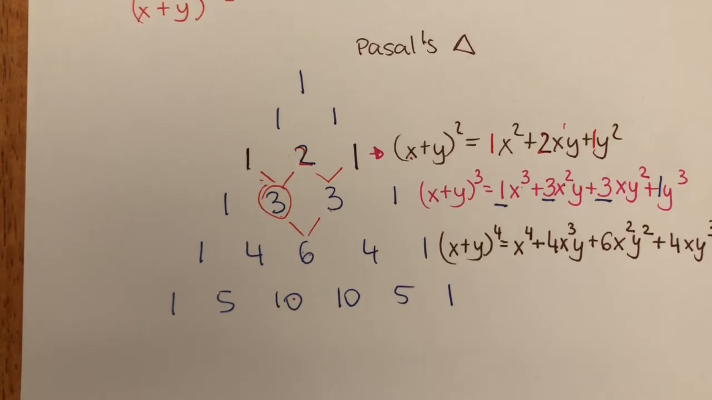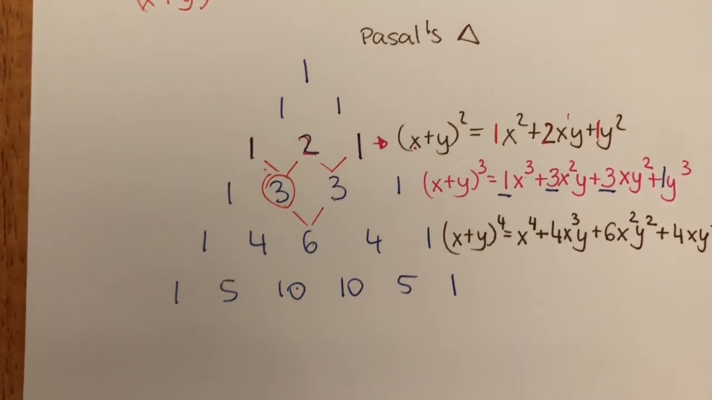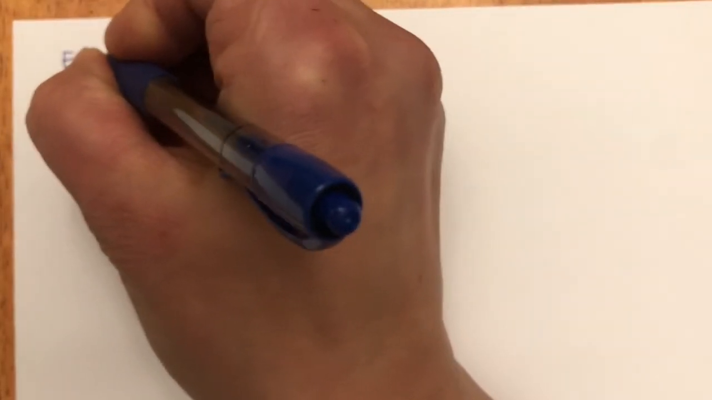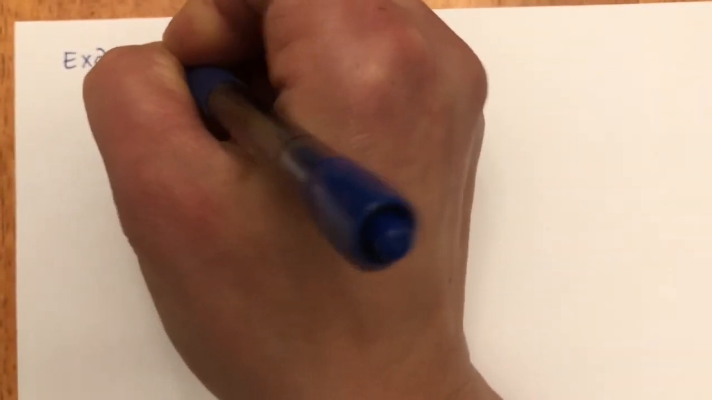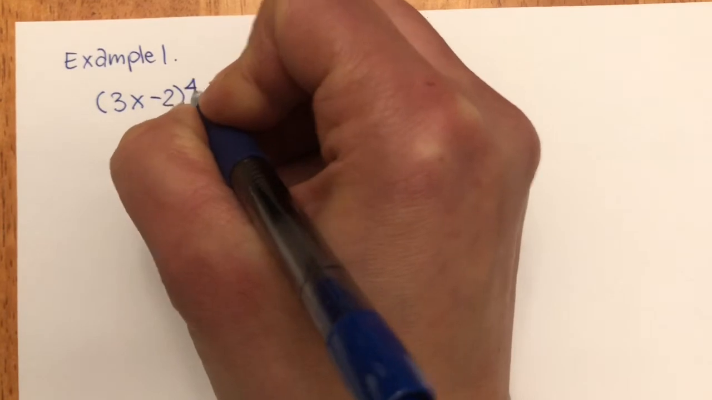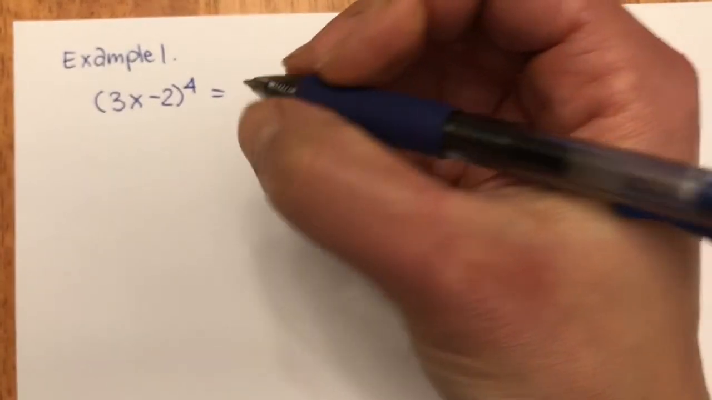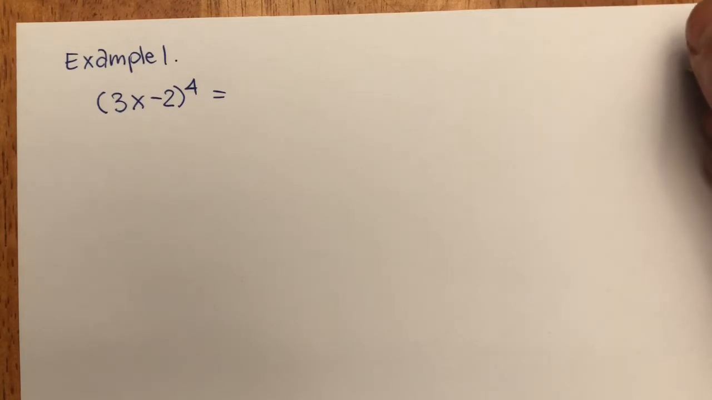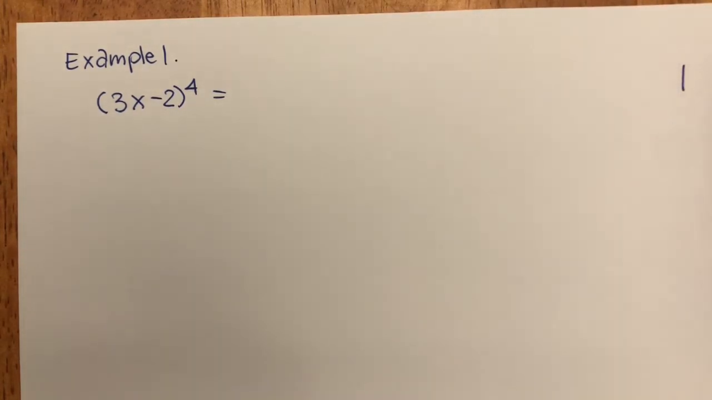Now, what would happen if I had a negative sign? So let's see. I am going to use just a random example like this. I want us to solve what is happening if I have 3x minus 2 and I want to raise it to the power of 4. So the first thing that we are going to do is decide what row we are working with from our Pascal's triangle. I am looking at the row and I see that because this is to the 4th power, I have 1, 4, 6, 4, and 1.